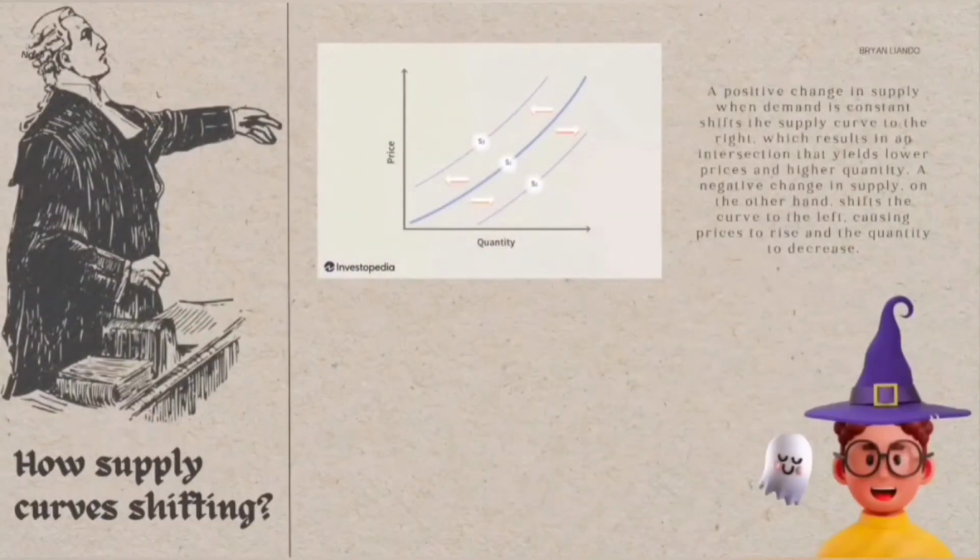And now we can learn how the supply curve shifts. A positive change in supply when demand is constant shifts the supply curve to the right, which results in an intersection that yields lower prices and higher quantity. And negative changes in supply, on the other hand, shift the curve to the left, causing prices to rise and the quantity to decrease.